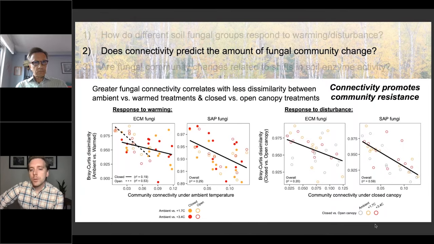When we look at the response to disturbance, so closed versus open canopies, we find the same negative relationship or negative trend. So in both cases, there's evidence that starting levels of community connectivity help promote community resistance to change, so that we can actually start to predict how much communities might change given warming or disturbance levels if we know how much connectivity is in the community to start with.